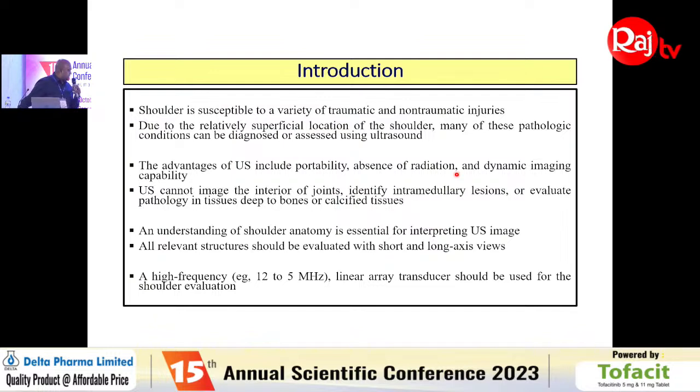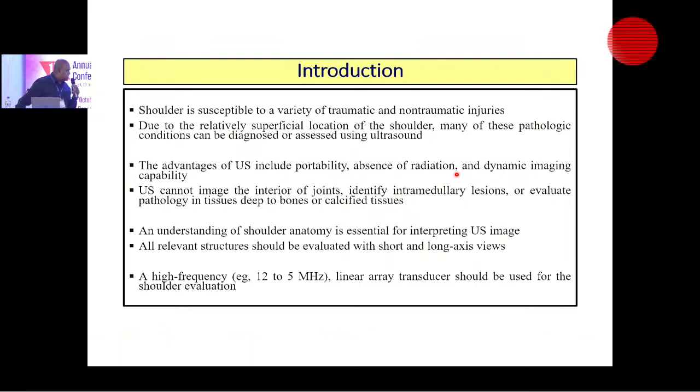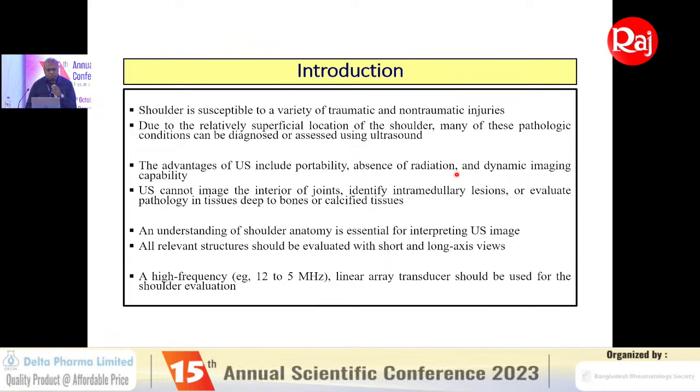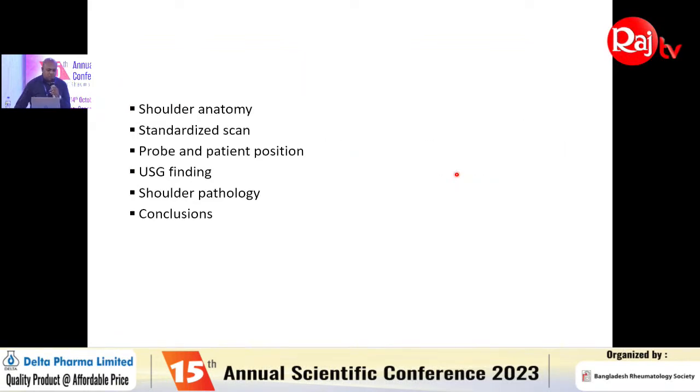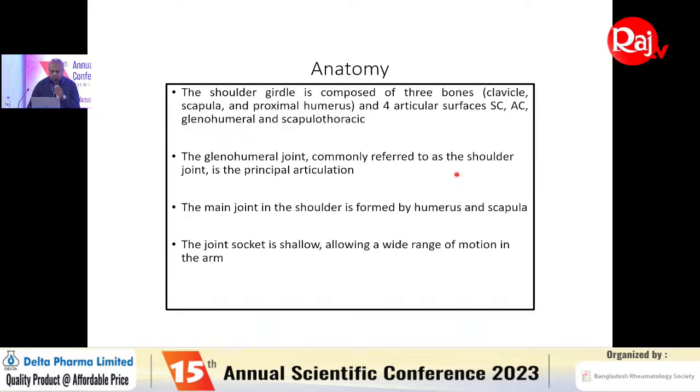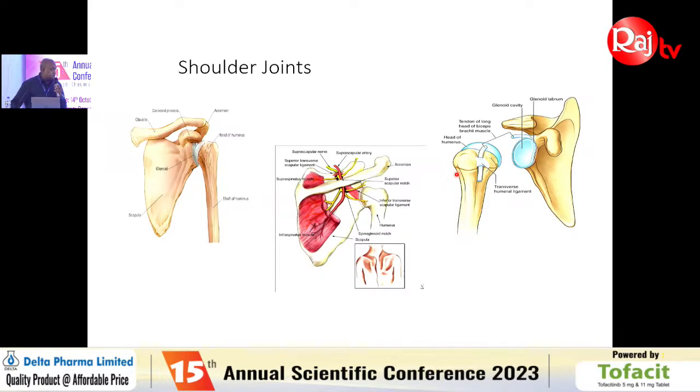To understand the ultrasonogram well, we should know the anatomy of the shoulder very well. And all these structures should be seen in both short and long axis. A high frequency probe, a 12 to 5 megahertz linear array transducer, should be used for ultrasonography. So I divide my lecture into shoulder anatomy, then standard scan, probe and patient position, ultrasonography findings, shoulder pathology, and conclusion.